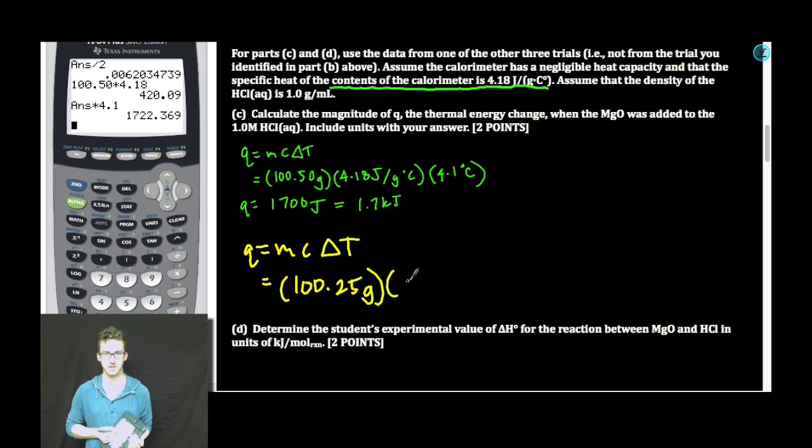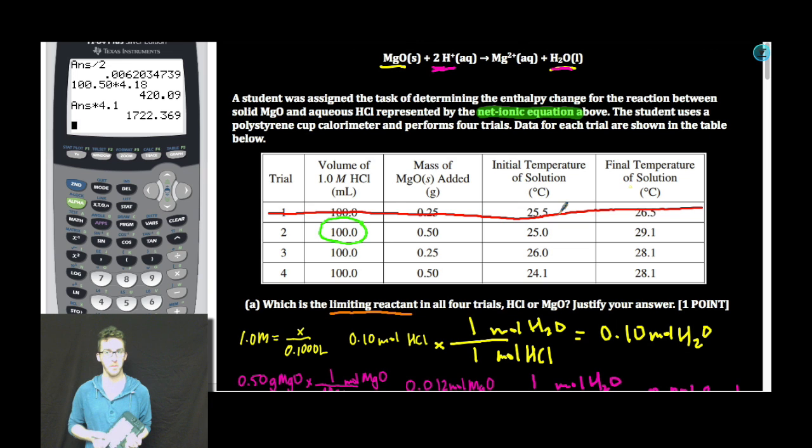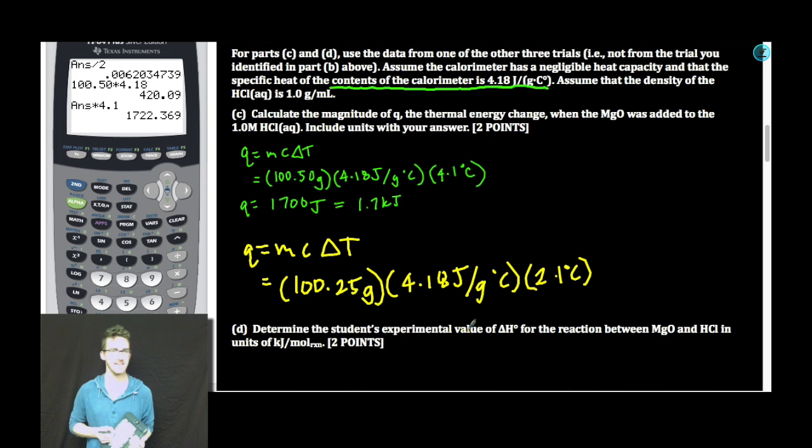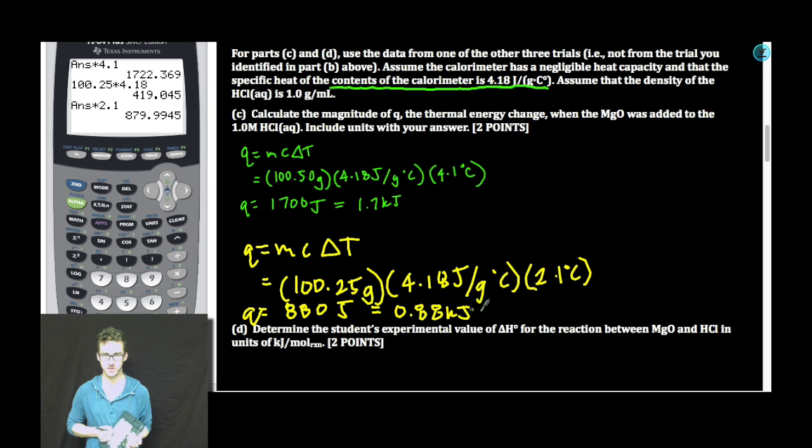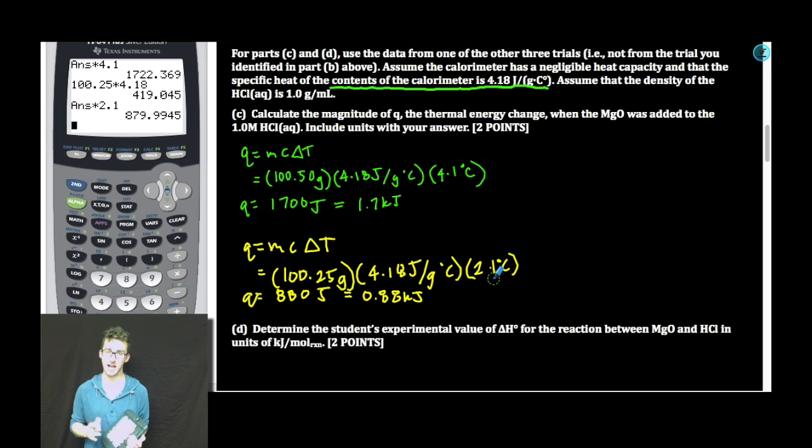100.25 grams. Specific heat is still going to be the same. My temperature change though, notice, 28.1 minus 26, only 2.1 degrees Celsius. Calculator. 100.25 times 4.18 times 2.1, Q equals 880 joules, or 0.88 kilojoules. Now again, you only have to do this one time, but I did it twice here so that you can recognize that the thermal energy change is roughly going to double when we double the mass of our limiting reactant. Notice that our temperature change doubles as well.